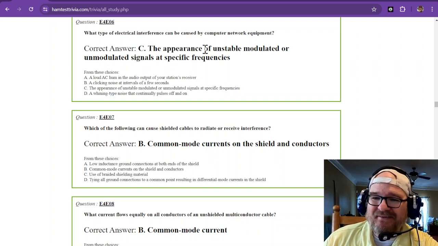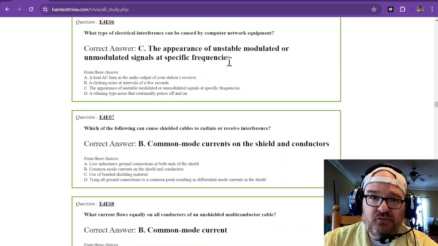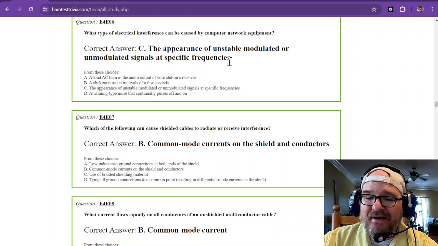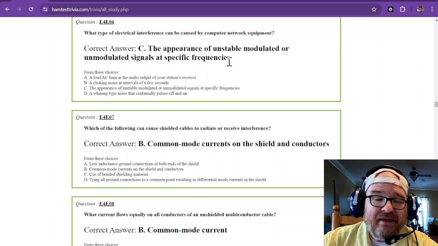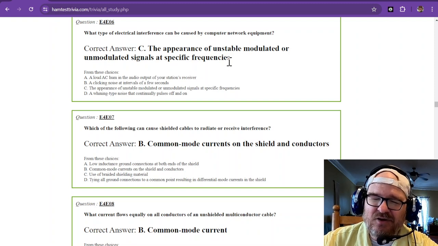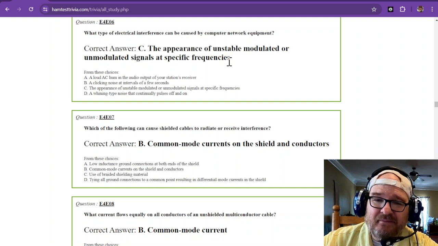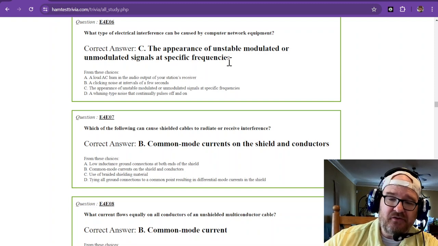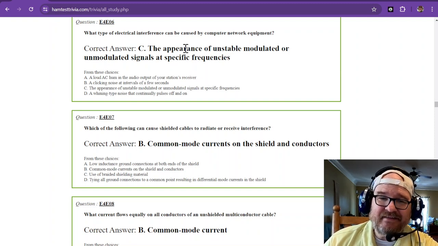What type of electrical interference can be caused by computer network equipment? Birdies! That appearance of unstable, modulated, or unmodulated signals at specific frequencies. And you will get that with switching power supplies. When I charge one of my parks on the air batteries with a 10-amp charger, that 10-amp charger wipes out HF pretty much across the band, across the whole gamut just about. From my IC7300, from 80 meters, 160 meters, all the way up through 10 meters, it's almost impossible to use while charging. So it is definitely a nasty, nasty RFI producer.